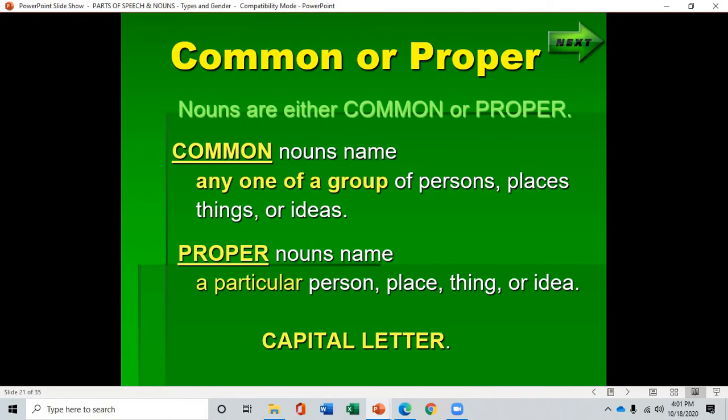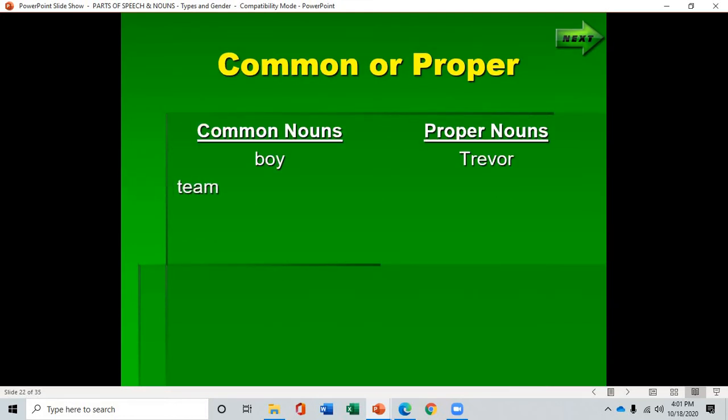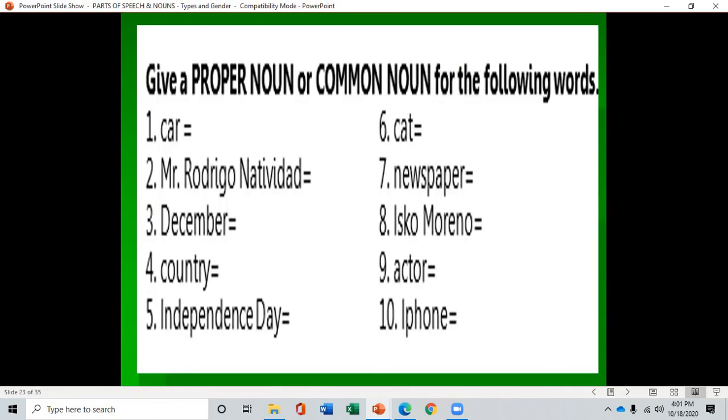Mas madali siyang mauunawaan because proper nouns begin with a capital letter. Sa common noun, they don't begin with a capital letter. Alright? So, magbigay tayo ng example. For common noun, we have boy. Proper, we have Trevor. Team, and then LA Lakers. Building, and we have Honda Center for proper noun, okay? And so on and so forth, okay?